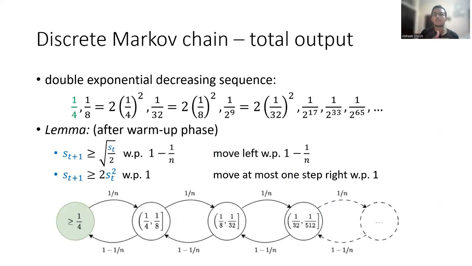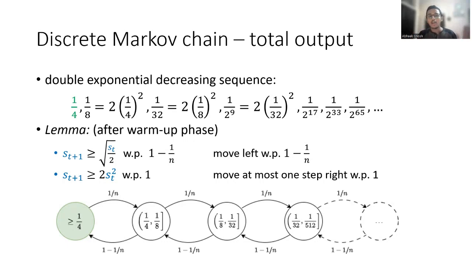Okay, so how do we show that the potential function F visits this green region, or when the total output is above 1/4, frequently? So what we do is we discretize the space of the output S_T. And in particular, we have doubly exponentially decreasing regions. As we can see at the bottom of the slide, I have a Markov chain. So the leftmost state corresponds to S_T values which are at least 1/4. The next state is between 1/4 and 1/8, then 1/8 to 1/32, and so on. So it is a doubly exponentially decreasing sequence of values of the output.